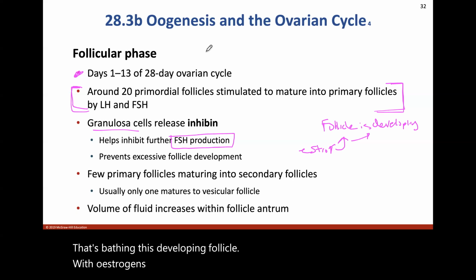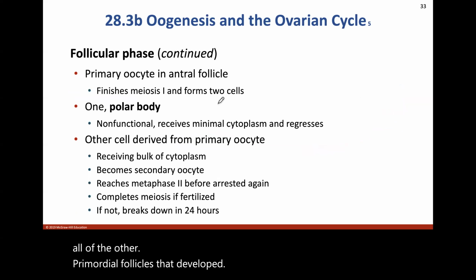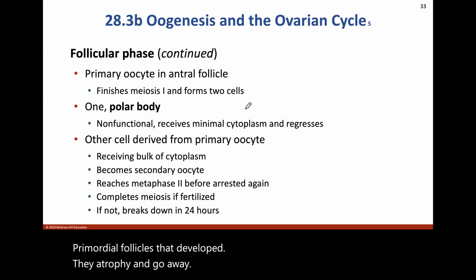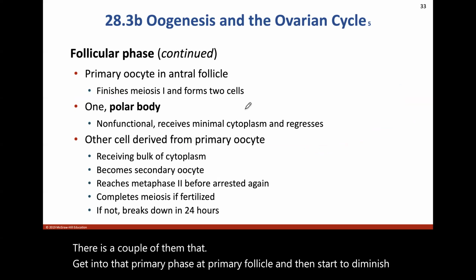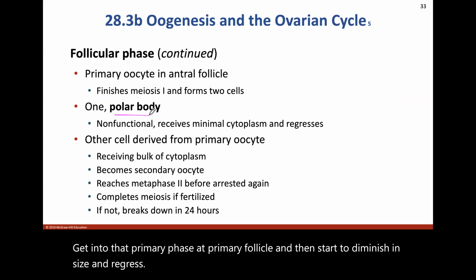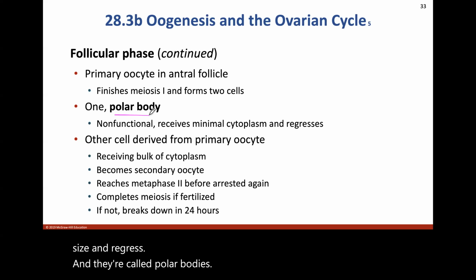All of the other primordial follicles that developed, well, they atrophy and go away. There's a couple of them that get into that primary phase, that primary follicle, and then start to diminish in size and regress. And they are called polar bodies. You can have one, you can have two. Again, this is a non-functional cell.